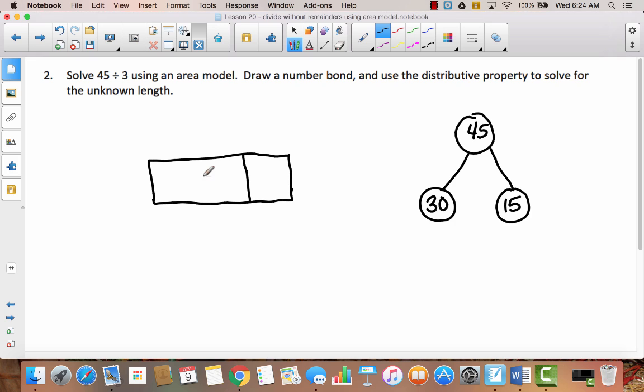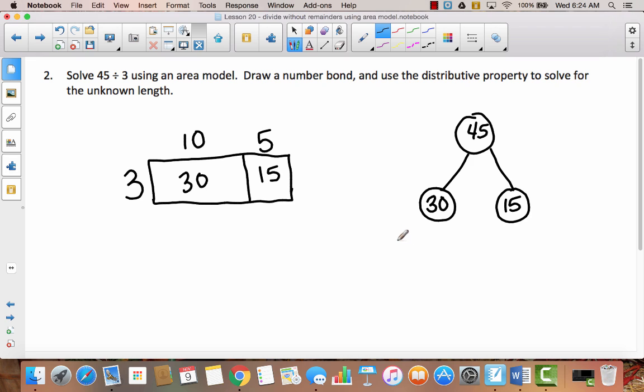I'm going to make this box bigger because it represents 30, which is a bigger portion, and then I'm going to make this part 15. So since I'm dividing by 3, my width is going to be 3. If the area is 30 and the width is 3, then what would the length be? Well, that would be 10. If the area of this rectangle is 15 and the width is 3, what would the length be? Well, that would be 5 because 5 times 3 is 15.